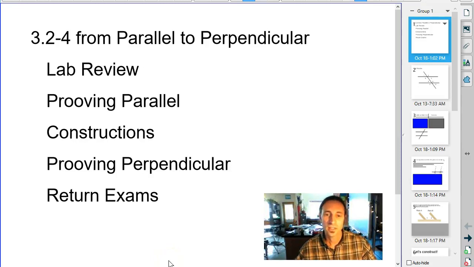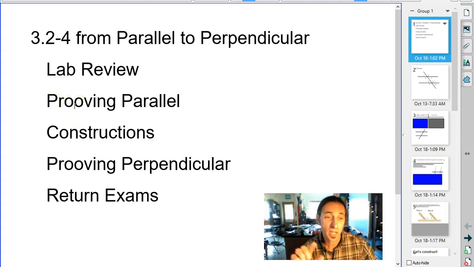Hey Geometry. We had a really good lab the other day, looking at parallel lines and who's congruent to who and who is supplementary to who. This lecture is focused on sections 3.3 and 3.4, from finding parallel all the way through perpendicular. I want to do a little lab review.